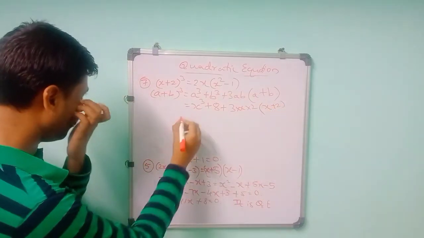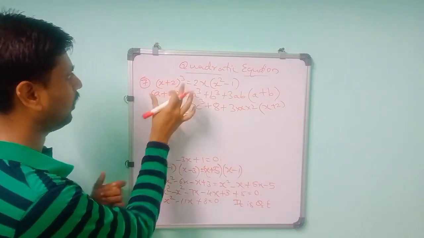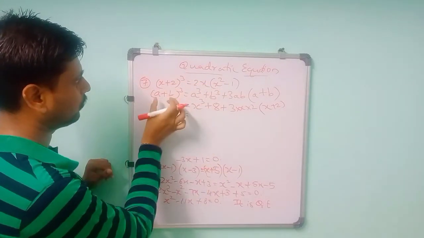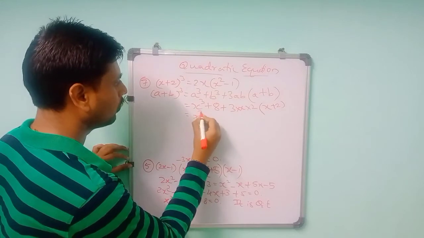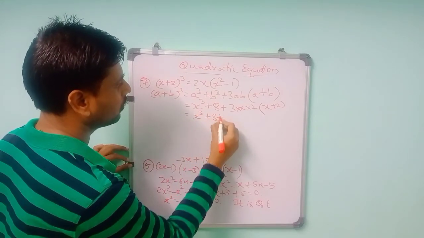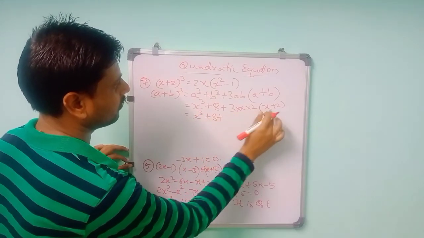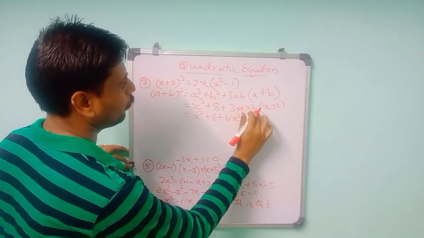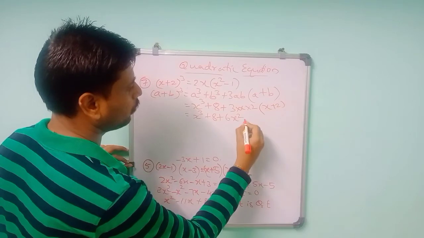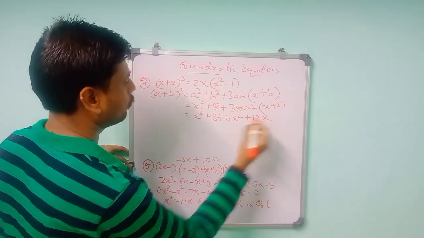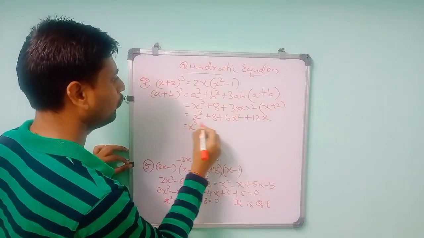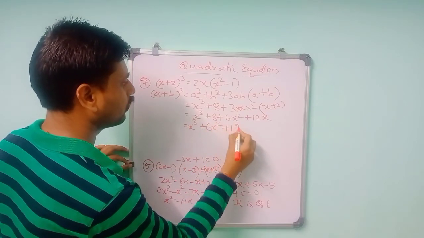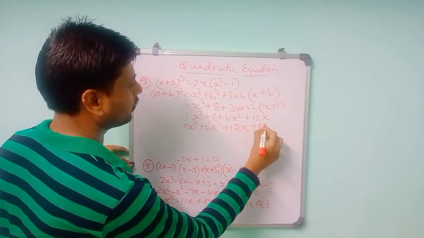I am only writing this x plus 2 expansion now. So x cube plus 8. Then 3 into 2 is 6x, 6x into x is 6x square. Then 3 into 2 is 6x, into 2, so plus 12x. So it is in the form x cube plus 6x square plus 12x plus 8 is equal to 0.